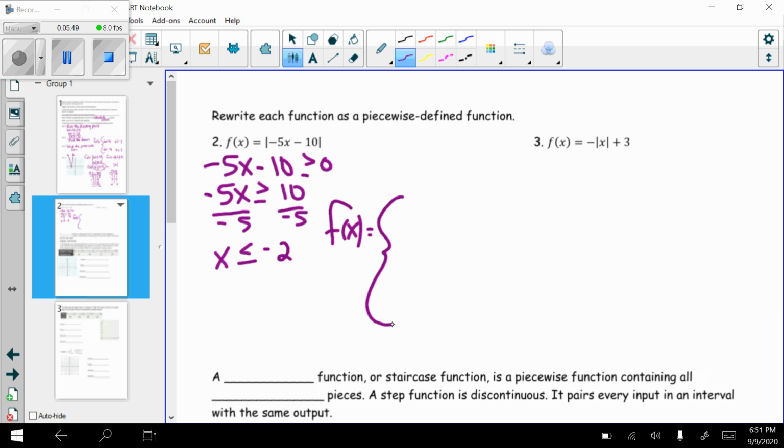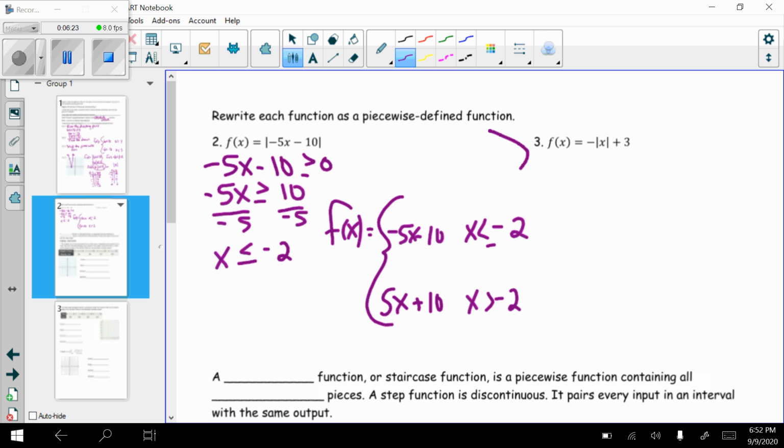So now I want to write my domains and my function. So the first one, what we just found, x is less than or equal to negative 2. And then to get the other one, remember I flip the inequality sign and I drop the equal sign. So it's going to just be x is greater than negative 2. The first one is always what was exactly inside my absolute value. So negative 5x minus 10 is that piece. The second one, I always take the opposite of this. So the opposite of negative 5x is 5x. The opposite of negative 10, plus 10.